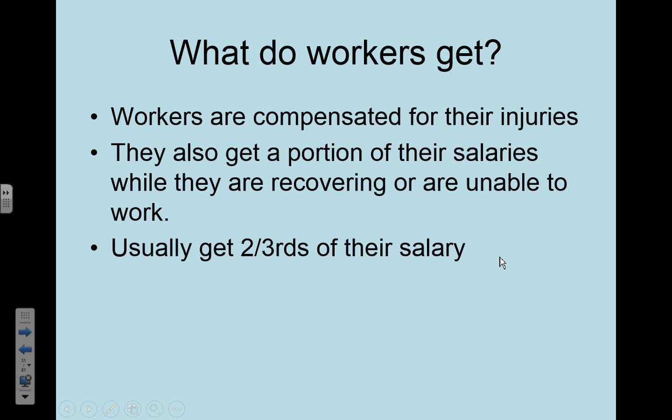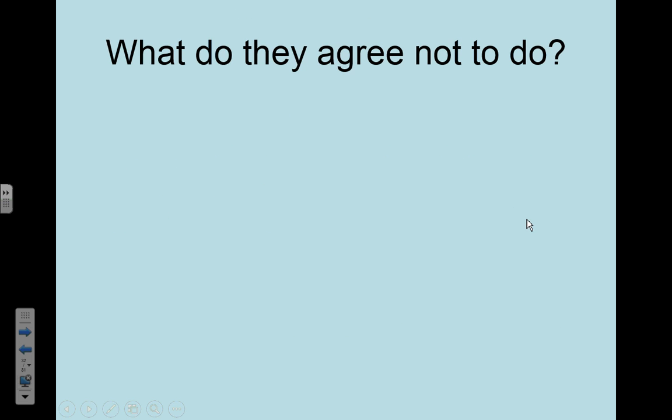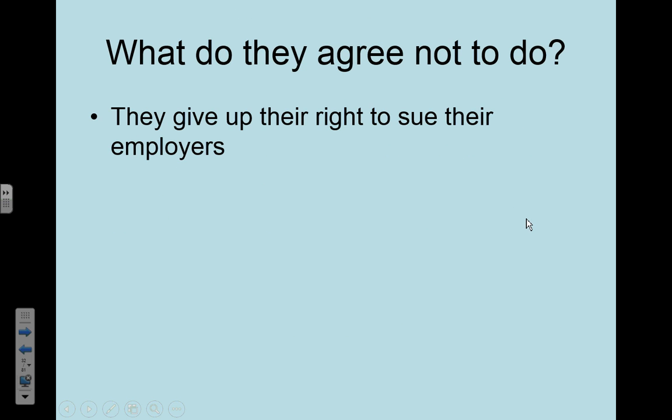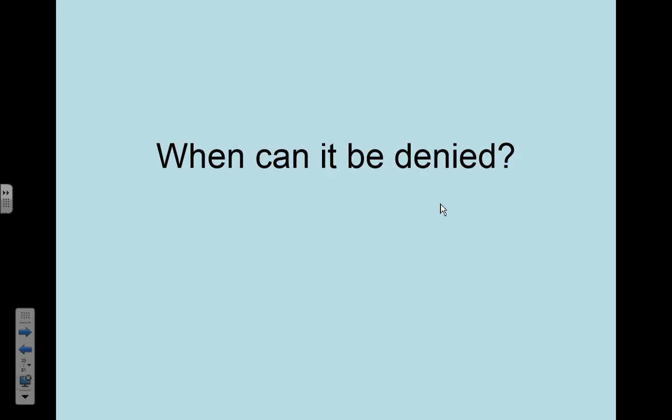So if you cut your finger, let's say at work, let's say you're slicing vegetables, you cut your finger with a knife, you need stitches, you go into the emergency room because the clinics are closed at that point. You go in there, it costs you $500 for the stitches and the doctor visit. Your workman's compensation should pay for that. What you agree not to do is sue your employer. So if you accept workman's comp, you're agreeing that you will not sue your employer.